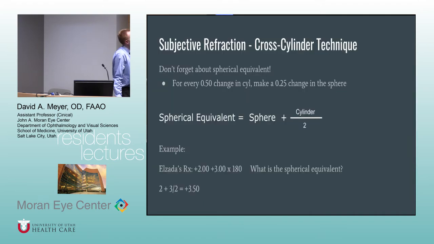Now, remember, as you're adding power to the cylinder, don't forget about spherical equivalent. Every 0.5 change that you add of astigmatism, you have to make a 0.25 change in the sphere. You guys know this equation: spherical equivalent is the sphere plus the cylinder over 2. So you've got, like, Elzada's Rx here is plus 2 plus 3 axis 180. What's the spherical equivalent? Well, you have a plus 2, and then you get the cylinder component plus 3, and you divide that by 2. So 2 plus 3 over 2 is plus 3.50. So that's the spherical equivalent, and that becomes important in a lot of things with glasses and contacts.